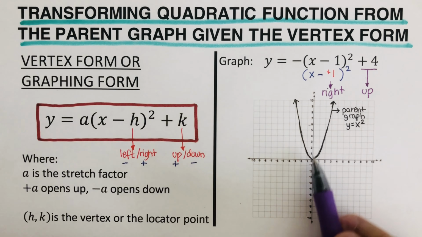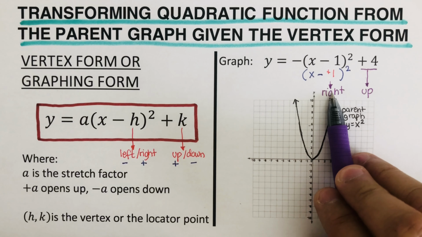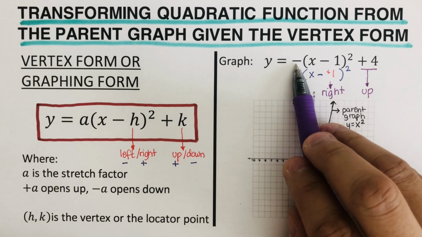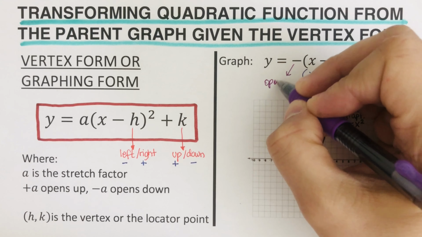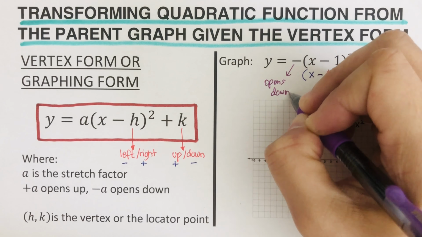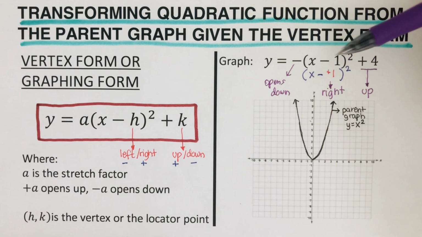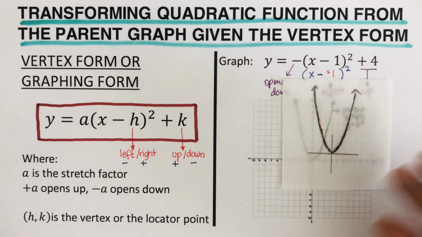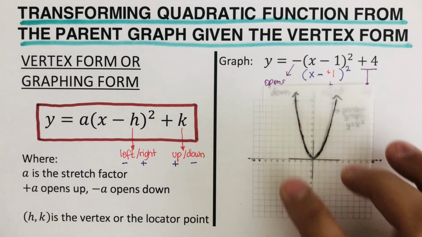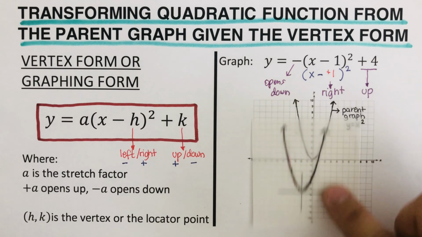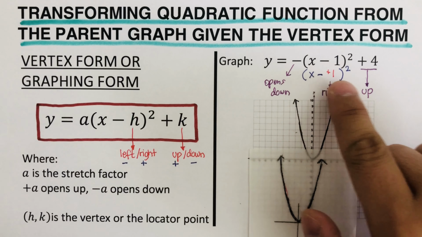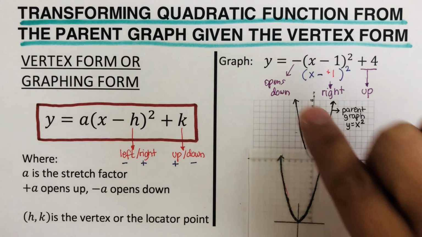We go right 1 from the vertex. We go right 1. We go up 4. And the negative here tells us that the graph opens down. So these are the important information that the vertex form or graphing form will tell us. So I have here a wax paper where I sketch the graph of the parent function or the parent graph of the quadratic function. So what we are going to do here is that the rule says we go 1 step to the right and 4 steps up, and it's gonna open down.